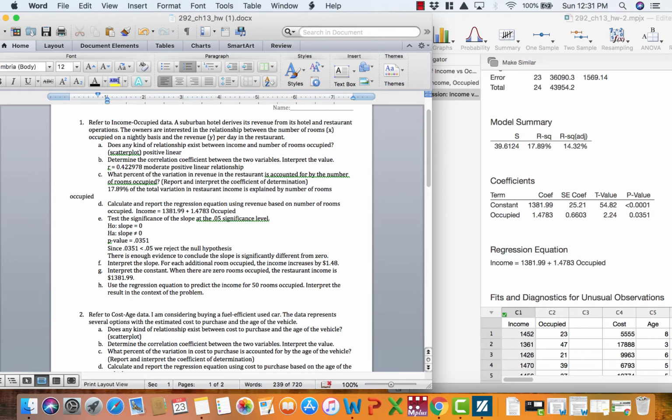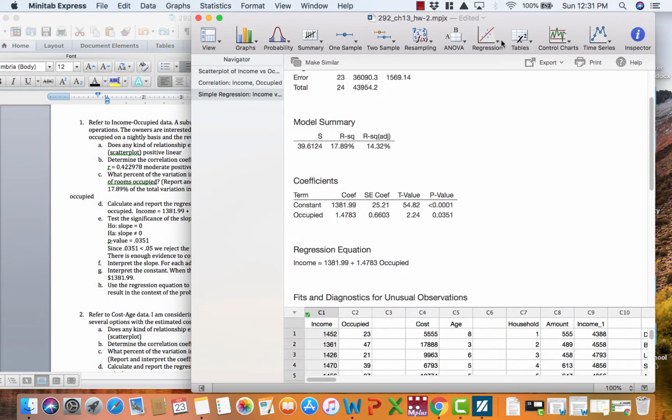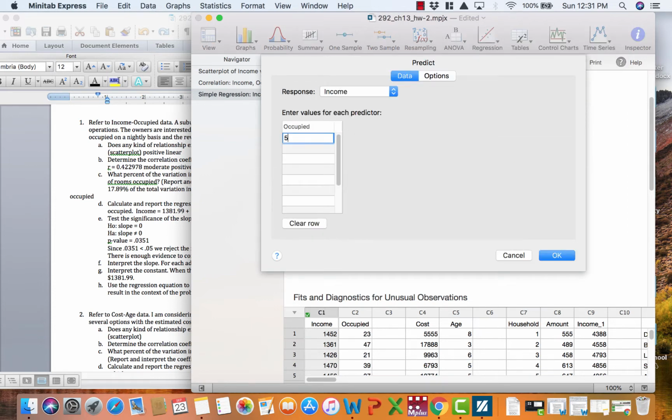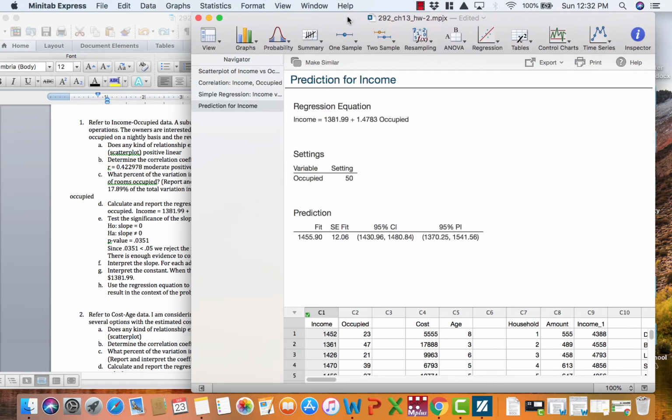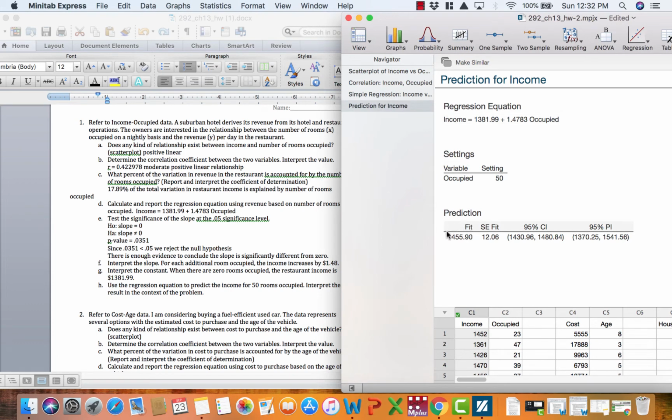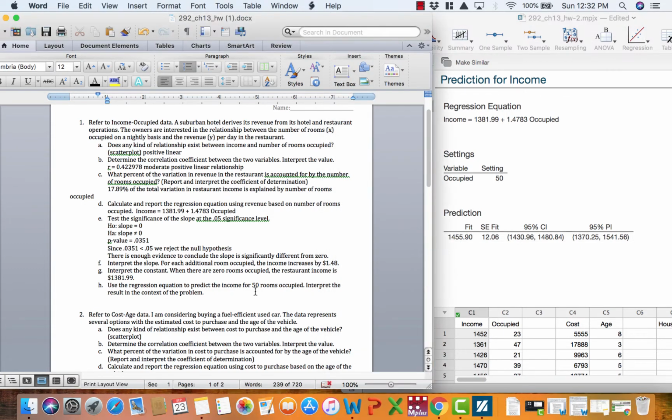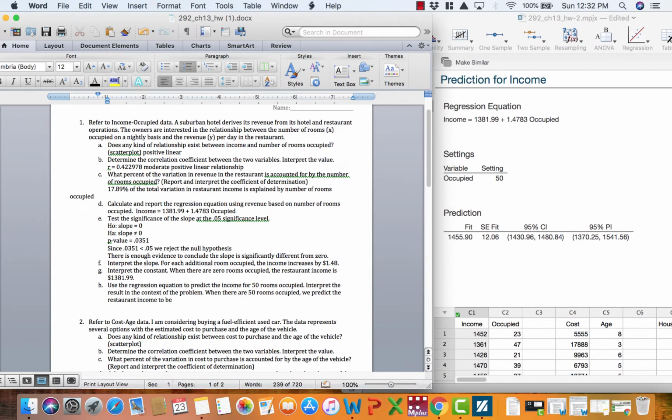Use the regression equation to predict the income for 50 rooms occupied. How do we predict? Go under regression, predict for regression. How many rooms occupied? We want 50, so we say okay. What are we looking for in the output? We are looking for the fit value right here under prediction, the 1455.90. So when there are 50 rooms occupied, we predict the restaurant income to be $1,455.90.